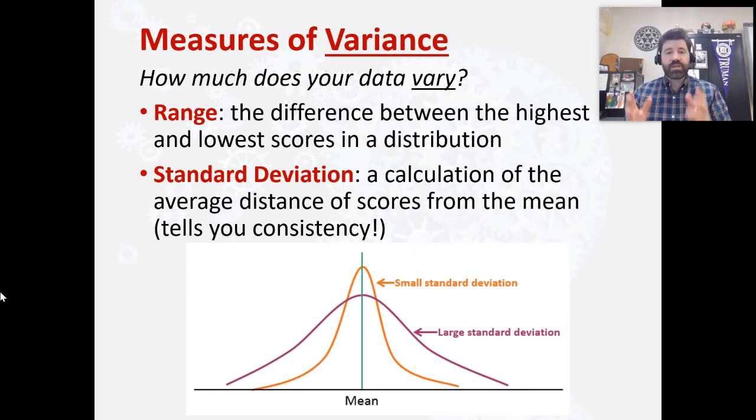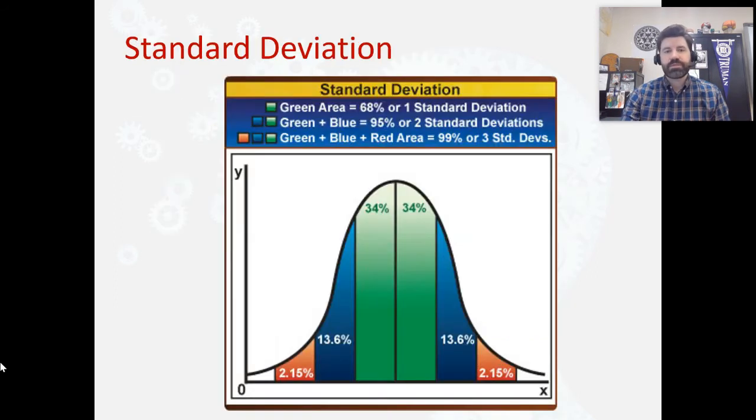Let's make sure that we understand what the standard deviation means. Look at this chart I have here. If we look at this chart, the mean obviously is right there in the middle. This orange line here shows a small standard deviation, meaning that most scores were really close to the average, whereas that purple line shows a large standard deviation. So there's more variance. It's less consistent. Let's take a little deeper look at this here.